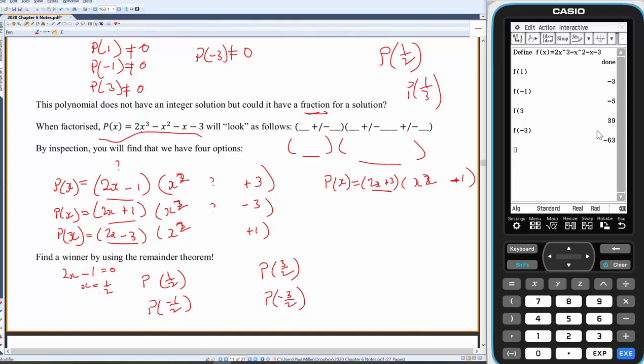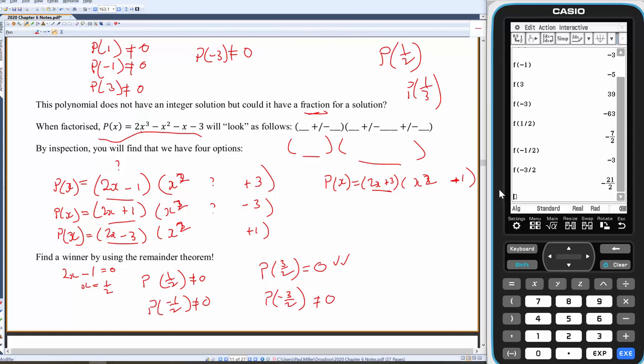So I'm going to try out each of them on the calculator, or if it forces you to do it, by hand. So let's do f of a half. No. F of negative a half. No. F of 3 on 2. Bing, bing, bing, bing, bing. We have a winner. Okay. So f of 3 on 2, or p of 3 on 2, equals 0. That didn't equal 0. That didn't equal 0. And I bet you that won't equal 0, but let's confirm that.